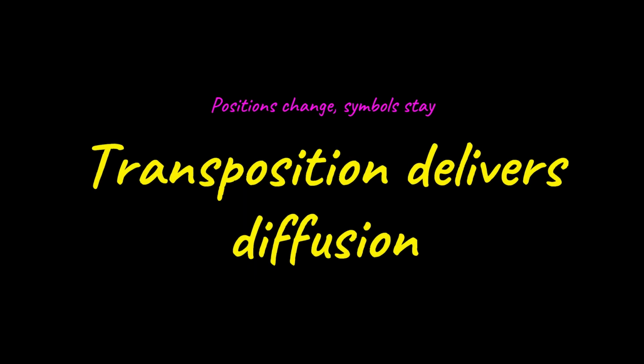Transposition provides diffusion, spreading each plain text bit's influence across many ciphertext bits, so that flipping one input bit ideally changes about half the output. Substitution, by contrast, provides confusion, hiding the relationship between key and ciphertext, and keeping these two pairings straight is essential. Remember, transposition changes positions while keeping symbols, embodied by the Scytale, columnar ciphers, and the modern P-box, and its job is diffusion, spreading each symbol's influence across the ciphertext to defeat statistical attacks.